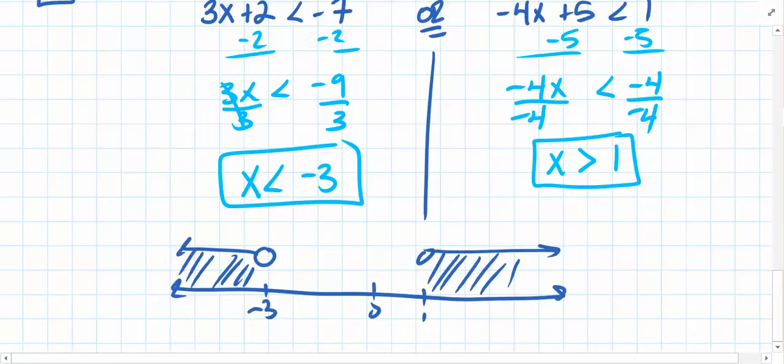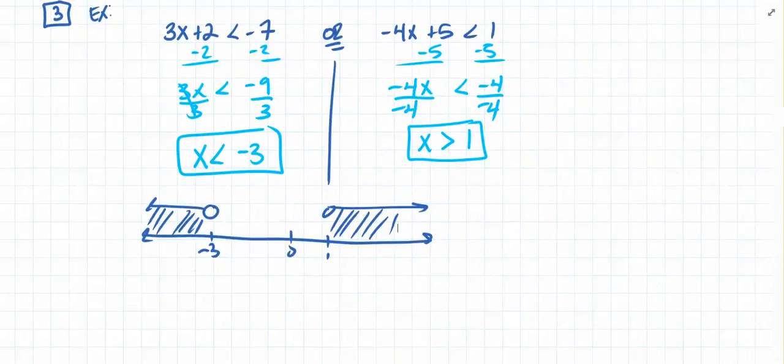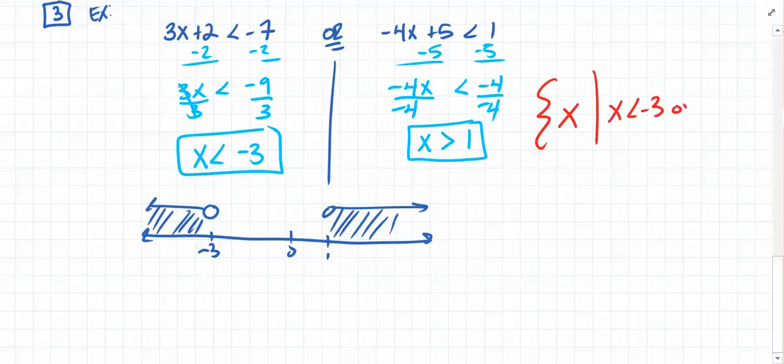How would I write it in set notation? What would I do? All numbers x such that what? What has to be true? Won't you just write x is less than negative 3 or x is greater than 1? That's exactly right. I would write exactly that. Nice job, Brandon. And that would be my set notation. Very, very simple, very, very straightforward.